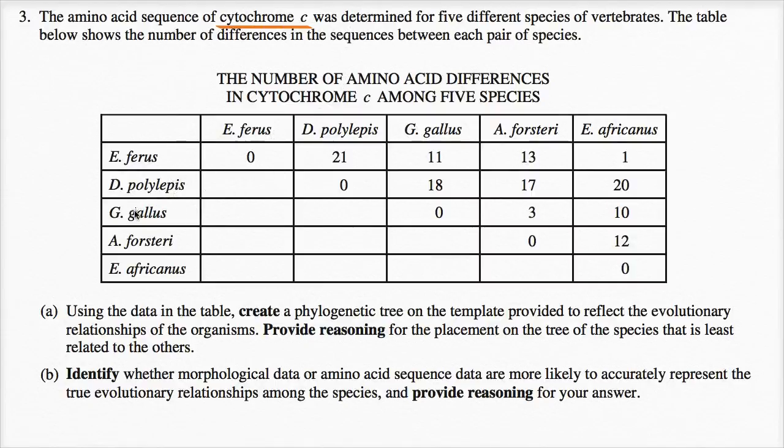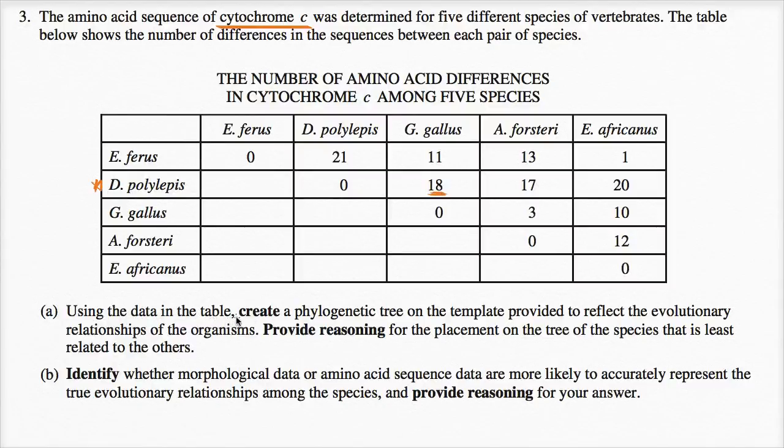And the way to read this is for each of these rows, you could say, all right, this row describes D. polylepis, and we can see the number of sequence differences between D. polylepis and G. gallus. There's 18 differences. There's clearly going to be 0 differences between that species and itself. All right, now let's answer their question.